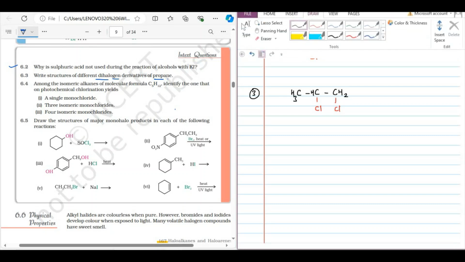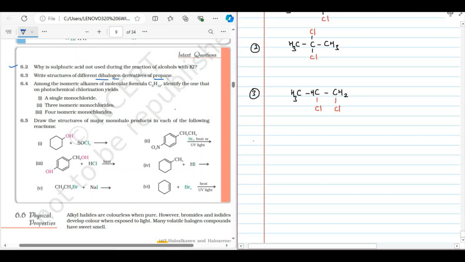Now one more thing we can do, we can attach chlorine to the terminal positions only. So here C, C and C. This time we can attach one chlorine at this carbon and one chlorine at this carbon. So here is Cl and Cl. Now balance the hydrogens. So we can write CH2, here H2 and here H2. So that's how we can draw these different structures of dihalogen derivatives of propane. Now solve the next question.